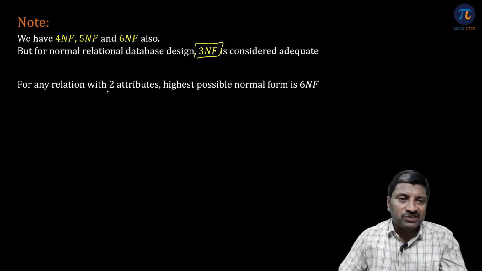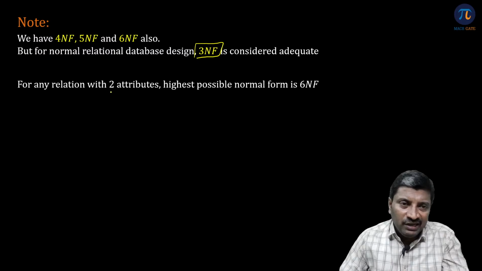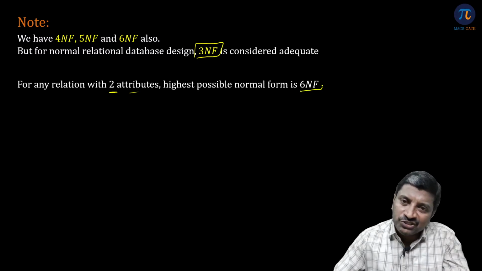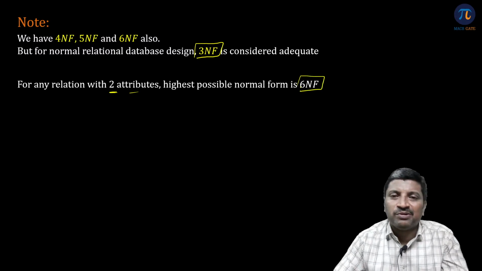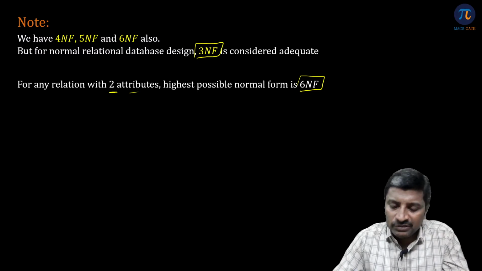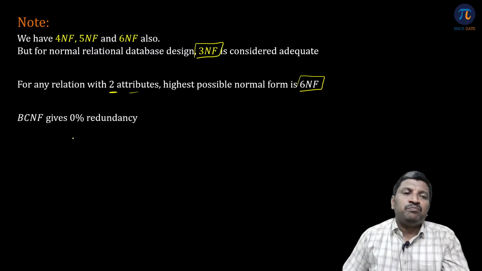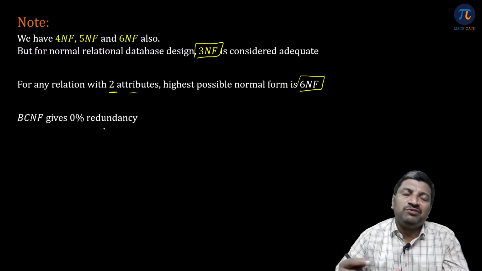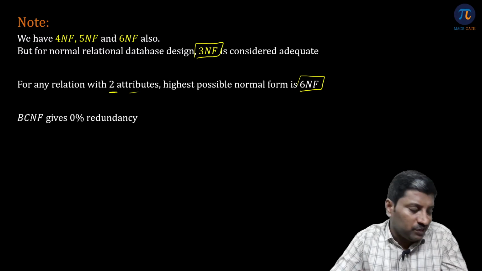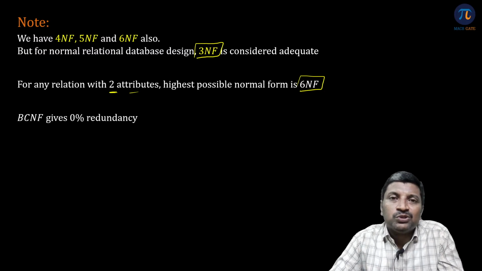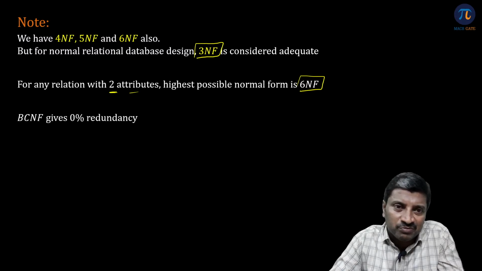And one more, this was already given, sir. Sorry, this I have not given. Any relation with two attributes will be in sixth normal form. That means it will satisfy first normal form, second normal form, third, BCNF, fourth, fifth, all normal forms, whenever it is having only two attributes, right? The next note is BCNF gives 0% redundancy. So that means whenever we decompose the relation with respect to BCNF, it will give 0% redundancy. There is no chance of redundancy.